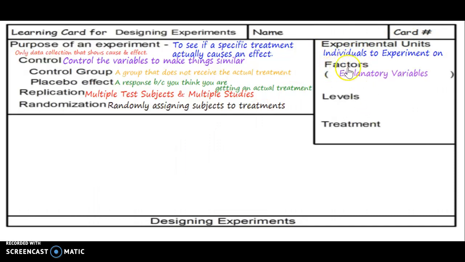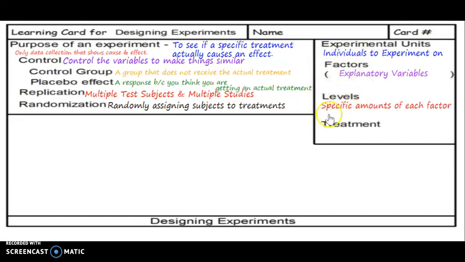Next, we have the factors of an experiment, and those are the explanatory variables. If you are testing out a new drug, then the medicine itself is a factor. If you were experimenting on plants and you were giving different amounts of water, and you were also giving different amounts of fertilizer, then the factors would be the water and the fertilizer. Those would be the factors.